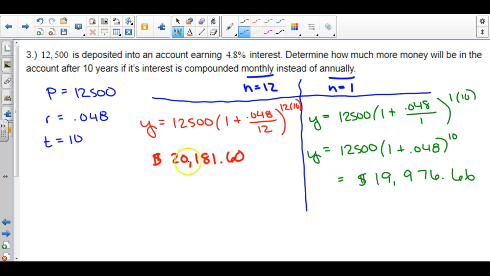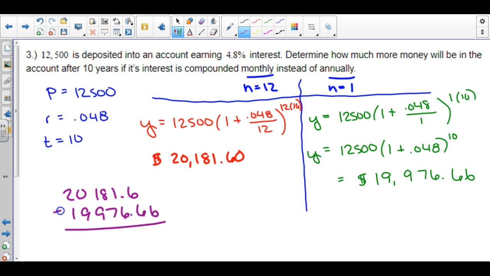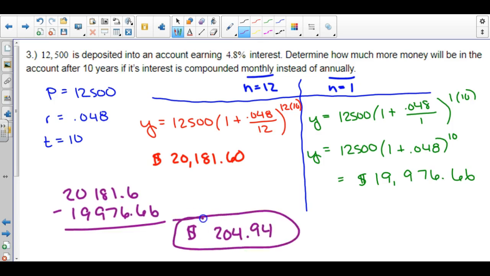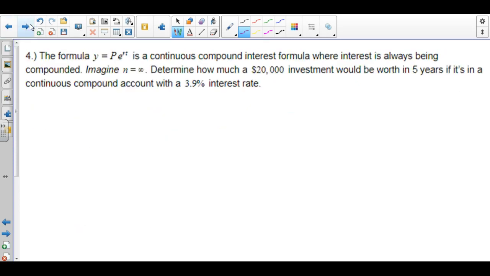To go from one account to the other, or just to find the difference of the two, I would just subtract them. So taking my 20,181.6 and subtracting the 19,976.66, that gives me a difference of $204.94. So over 10 years, compounding that interest monthly instead of just once a year would give you the benefit of having $204.94 more.